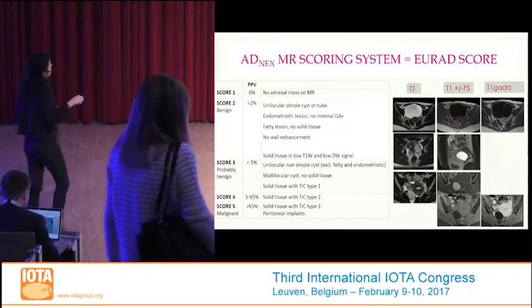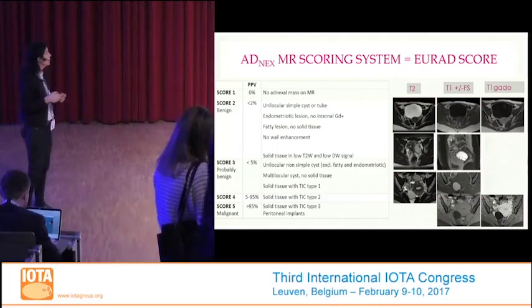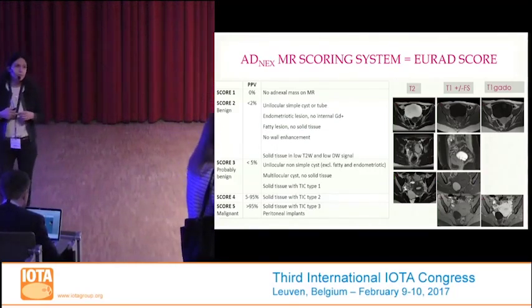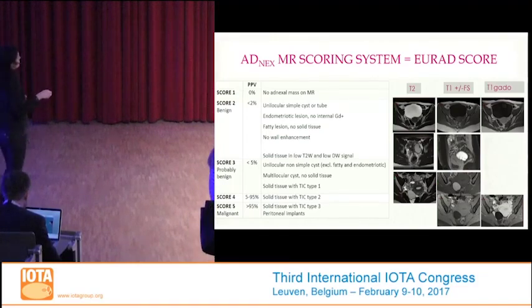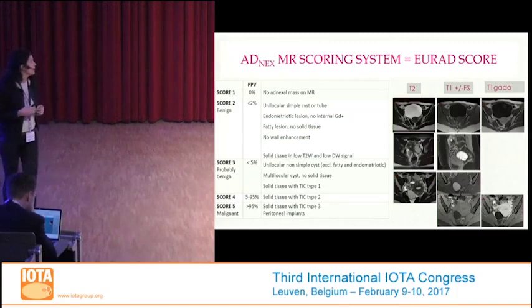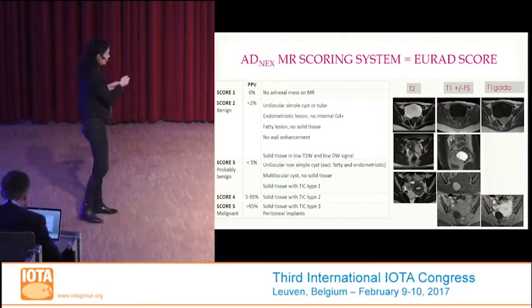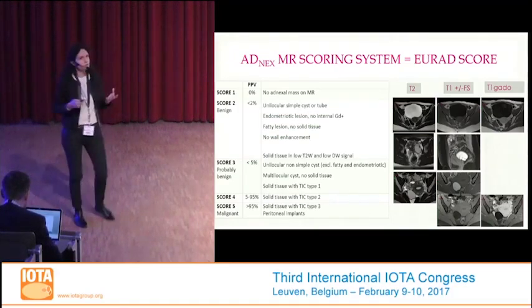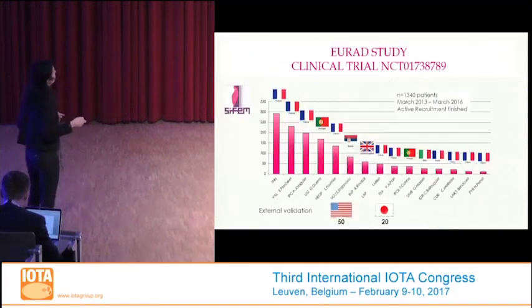Score 4, it's an indeterminate lesion, finally. It's a lesion with solid tissue that enhances according to time intensity curve type 2. And finally, score 5, you can see that's a very high risk of malignancy, with a time intensity curve type 3, or lesions which are associated with peritoneal implants, but usually they are not referred to MRI, they are referred to CT scan or whole body MRI.